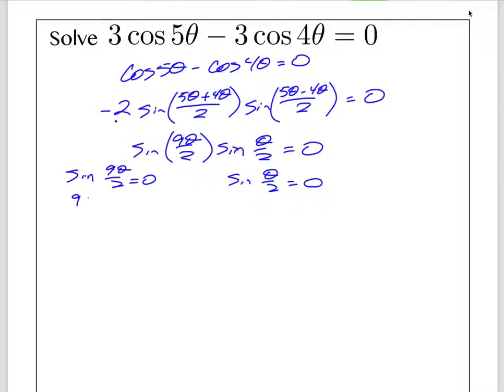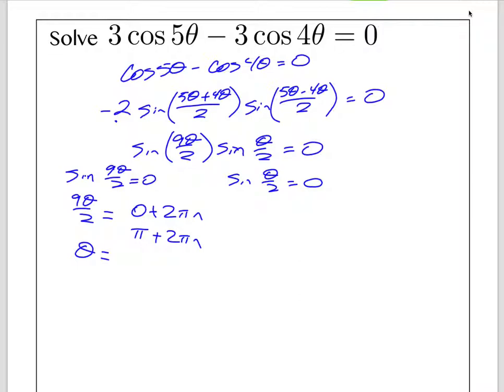So when does sine equal 0? Zero and pi. And notice it does not have 0 to 2 pi up there, so what does that tell me I have to do with my answers? Plus 2 pi n. So 0 plus 2 pi n and pi plus 2 pi n. But I'm interested in what theta equals, not 9 theta over 2. So what do I need to do to get theta by itself? Multiply by 2 and divide by 9.